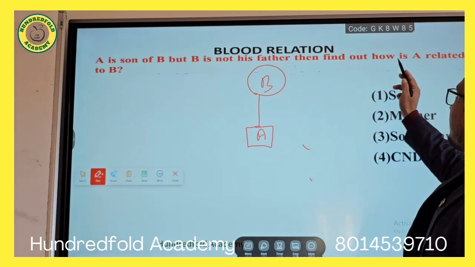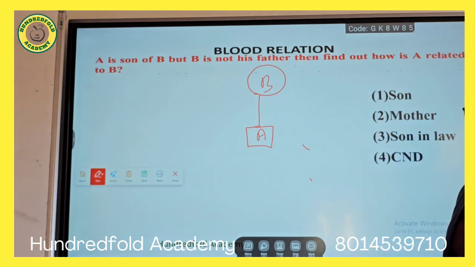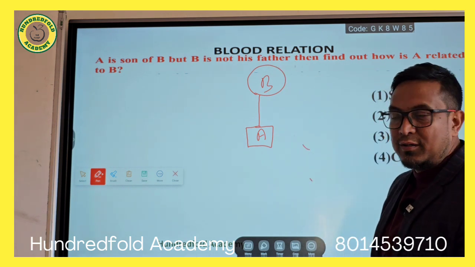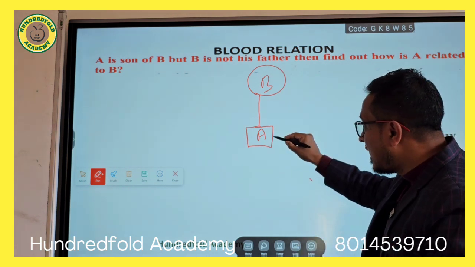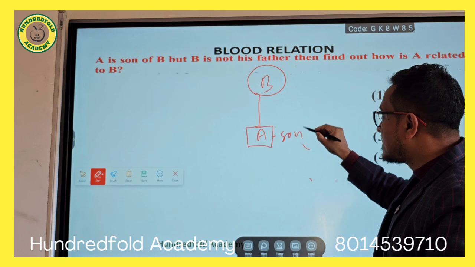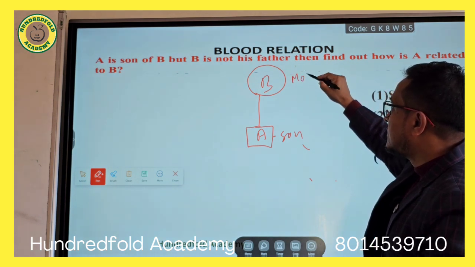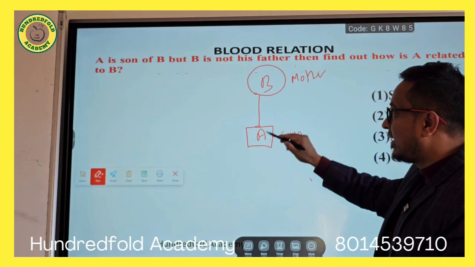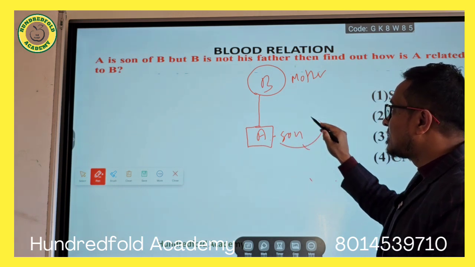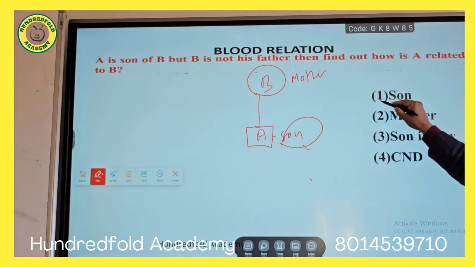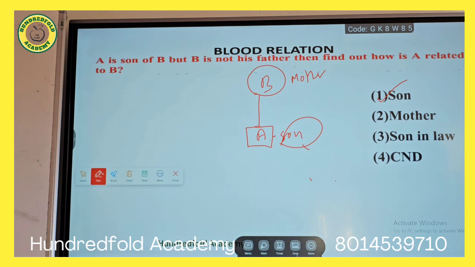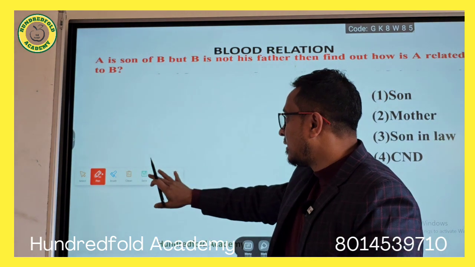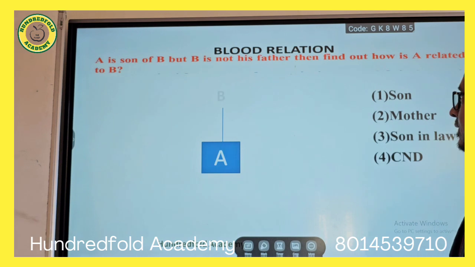Find out how A is related to B. Most students make this mistake and say mother, mother, mother. No, they're asking how is A related to B. A is the son, B is the mother. So how is A related to B? It's not mother, right? A is the son of B. So the right answer is son.